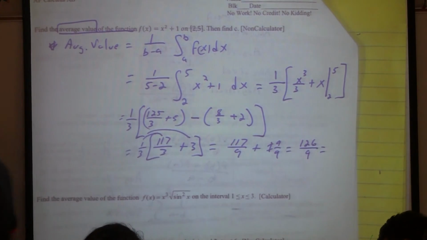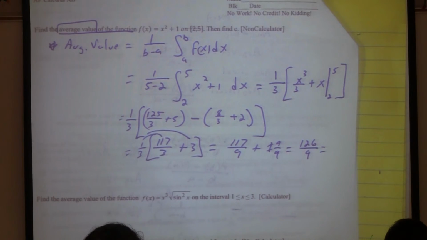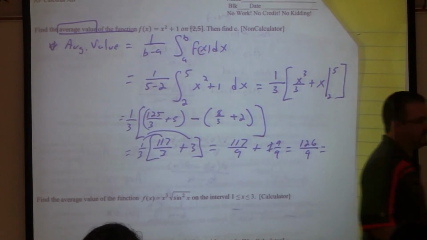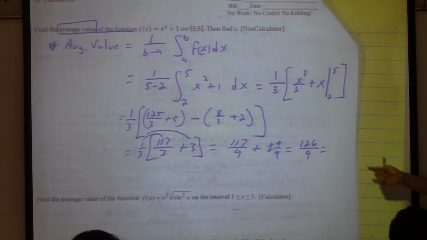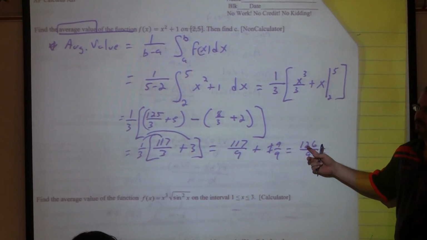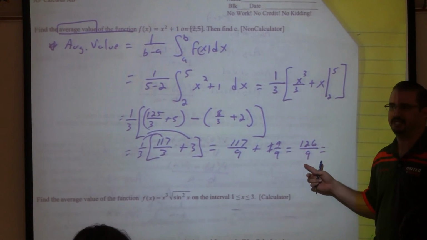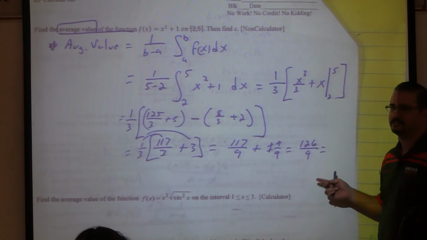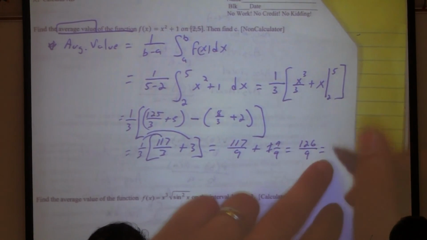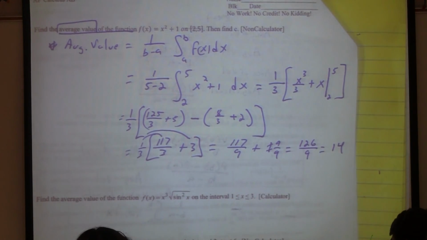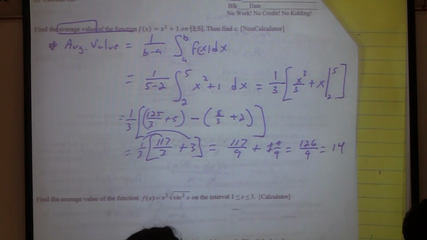We don't wanna leave it like that, because the problem also asks us to do something else after that. It said find the c after I find this average value. But let's divide it, you know how to divide. How many nines into 12? 1, so 12 take away 9, 3, bring down the 6. How many nines into 36? 4. Alright, what is this answer? 14. See, that wasn't too hard. Non-calculator number sense.